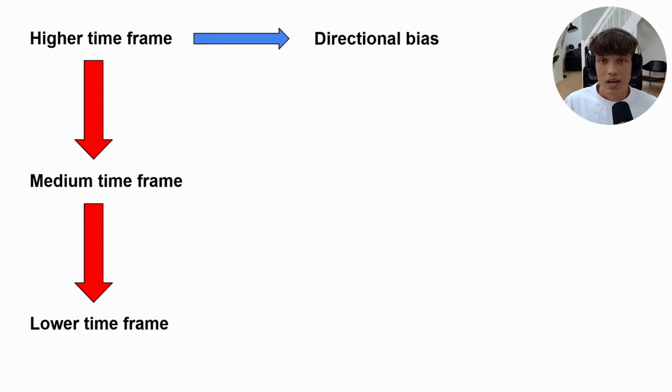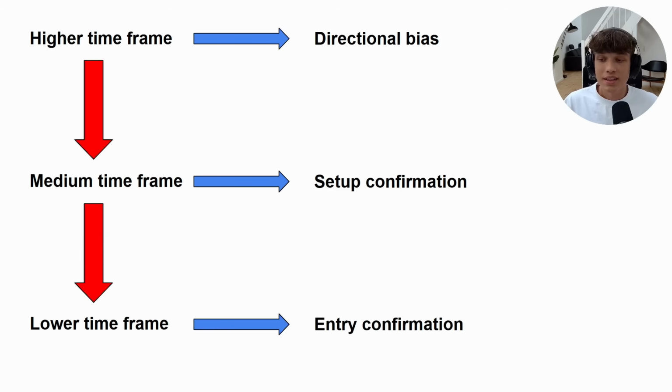Now, we use the higher time frame for direction and bias. Then we use the medium time frames for setup confirmation, and then the lower time frames for entry confirmation. So do you see how the picture is already formed? We're using every single time frame, and we'll get into this specifically which time frames work on this, and how we then go from top to medium to bottom, so top down.